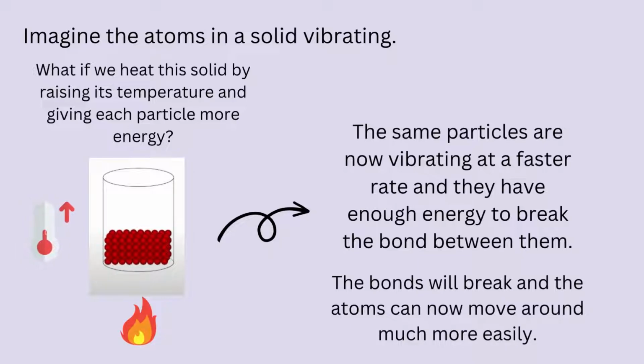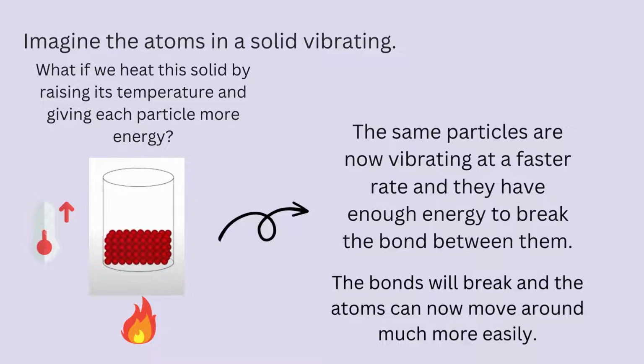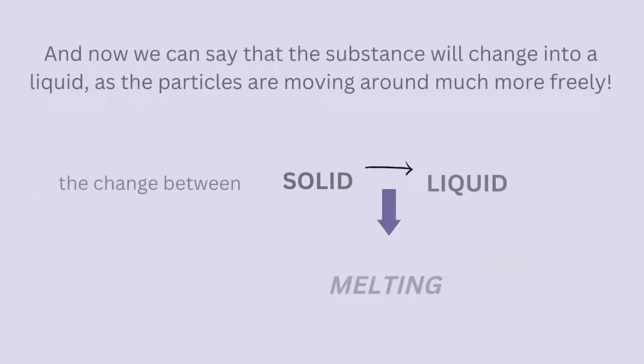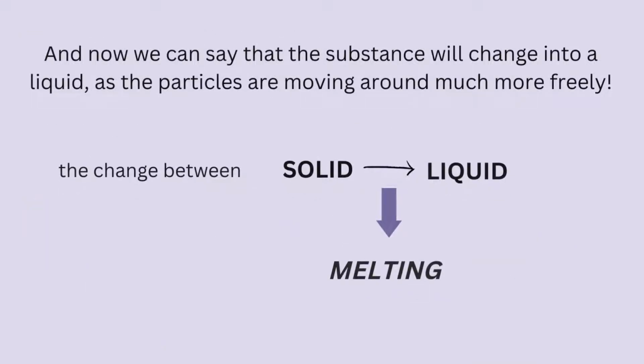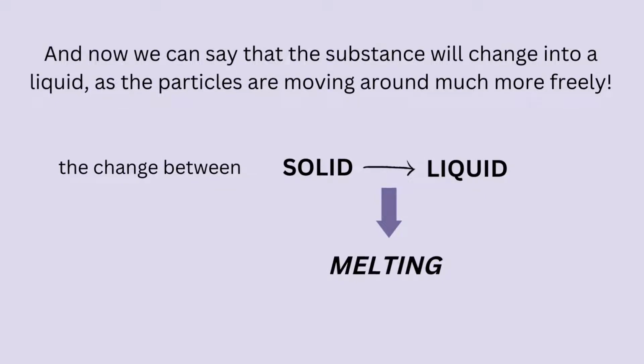What if we heat this solid by raising its temperature and giving each particle more energy? The same particles are now vibrating even more, and now they have enough energy to break the bond between them. The bonds will break and the atoms can now move around much more easily. And now we can say that the substance will change into a liquid as the particles are moving around much more freely. This change between solid to liquid is called melting.